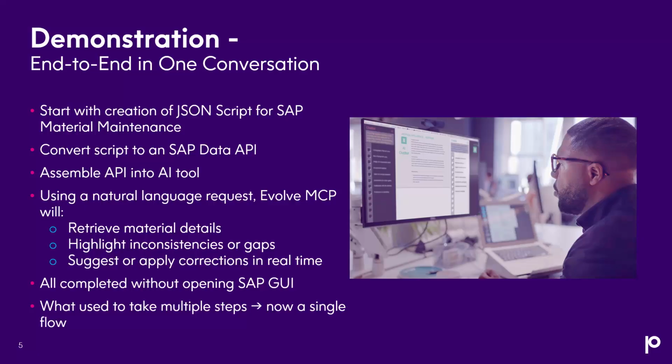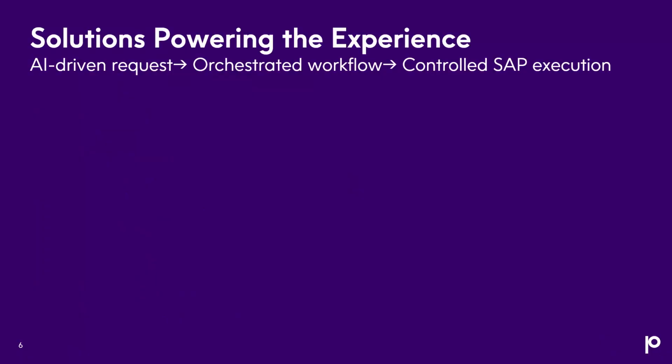For the demonstration, I'm going to start by creating a material maintenance script as the foundation. We're going to expose it through an API-driven approach and then make it available through an AI agent. From there, I'll use natural language to request it to retrieve a material, inspect it for issues, and then make or suggest corrections in real time without going into the SAP GUI. There will be no switching transactions, no manual navigation, just a very guided, intelligent approach.